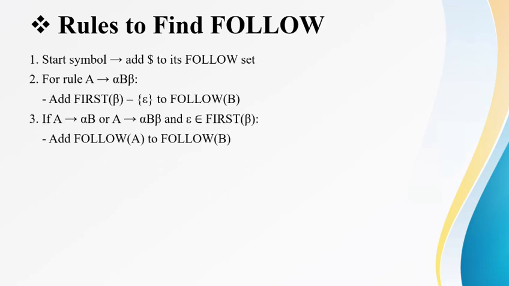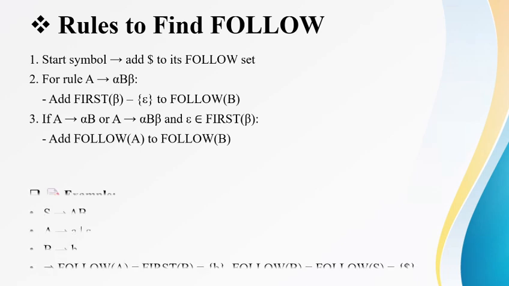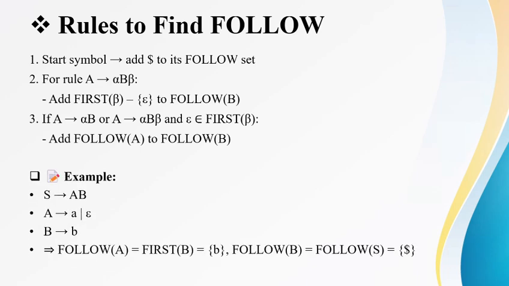Rules to find Follow. For Follow sets, we always add dollar to the Follow set of the start symbol. In a rule like A gives alpha B beta, we add First of beta to Follow of B, except epsilon. If beta can be epsilon or is empty, we add Follow of A to Follow of B. In our example, Follow of A equals b because B follows A and First of B equals b. Follow of B inherits the Follow of S, which is the dollar symbol.